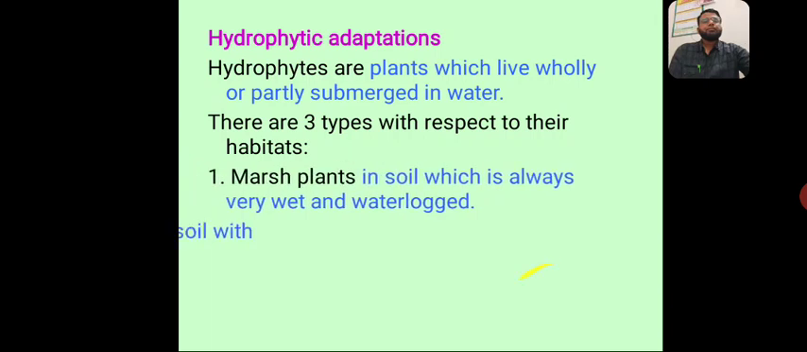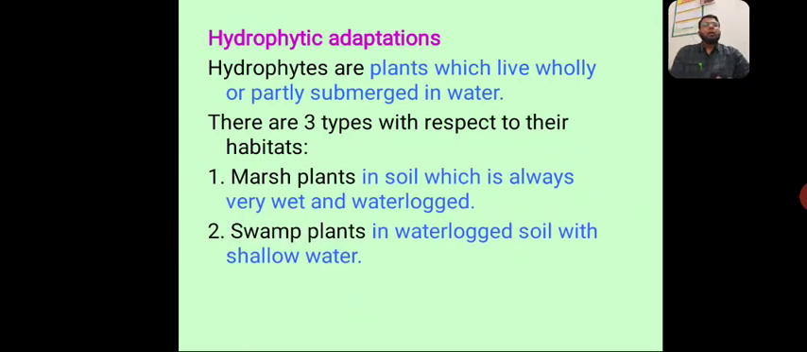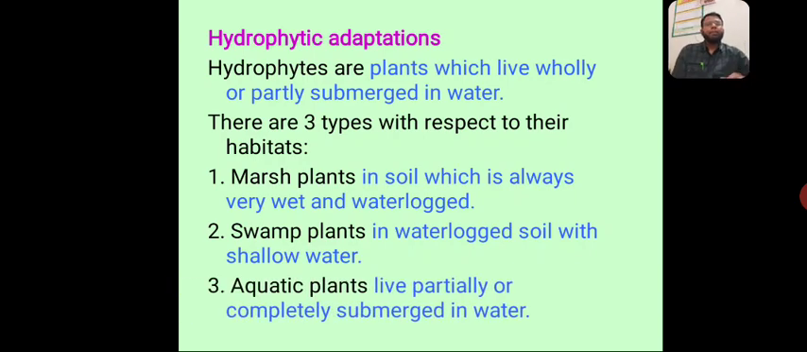So here, the hydrophytes are plants which live wholly or partially submerged in the water. Particularly, hydro means water, phyte means plants. You all know these are the plants either wholly or partially under the water, in which three categories are there, as shown in the PowerPoint. Marsh plants: soil which is always very wet and waterlogged, that is called a marsh.